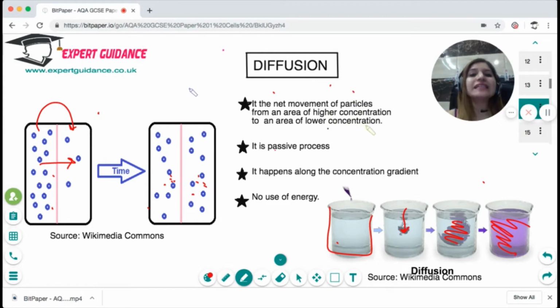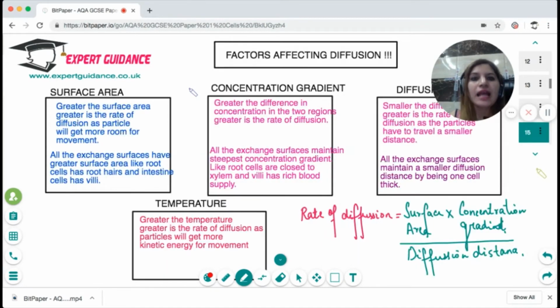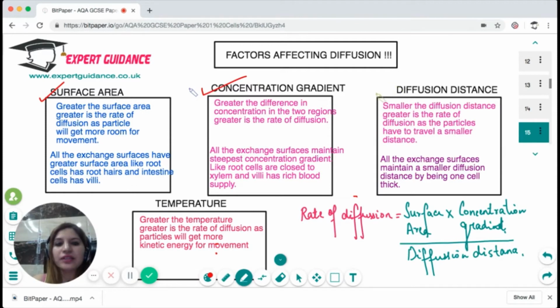Now, if it comes in the exam, how will you define diffusion? You will say it is the net movement of particles from an area of higher concentration to an area of lower concentration. It is a passive process, so it does not require energy as the particles move along the concentration gradient. Now, what are the factors that affect diffusion? Diffusion is dependent on four important factors. One is the surface area. Second is the concentration gradient. Third is the diffusion distance. And fourth is the temperature.